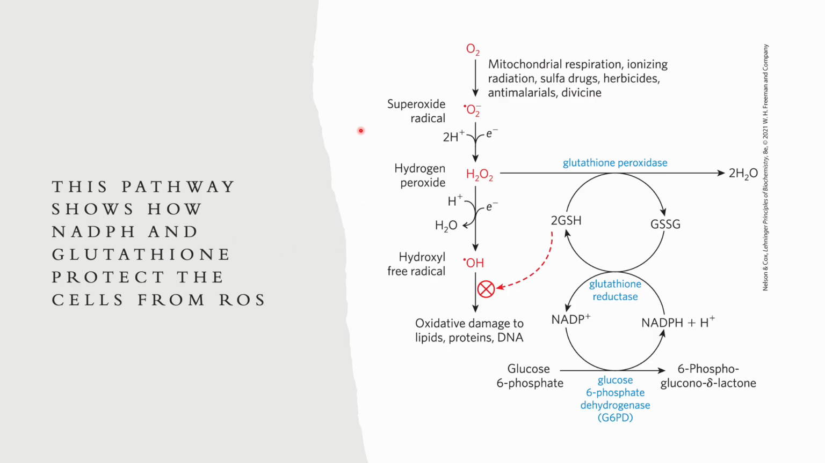So I found this diagram in the textbook in section 14.6, and it shows a pathway of how NADPH and glutathione protect the cells from ROS.